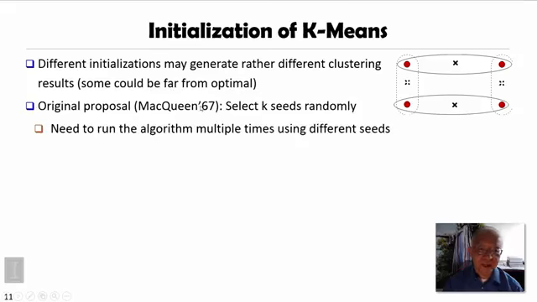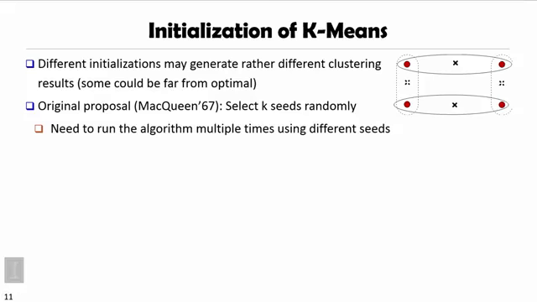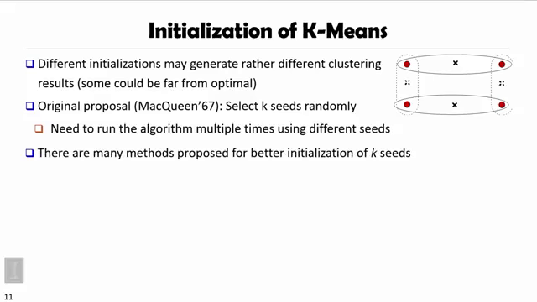Originally, MacQueen in 1967 said we should select the k centers randomly. Then we need to run this algorithm multiple times using different seeds. In some software packages, they may even say to run these algorithms like 200 times. Finally, find out which one gives you the best k-means clustering. Simply put, you want to find the one where the SSE, the sum of the squared error, is minimized.